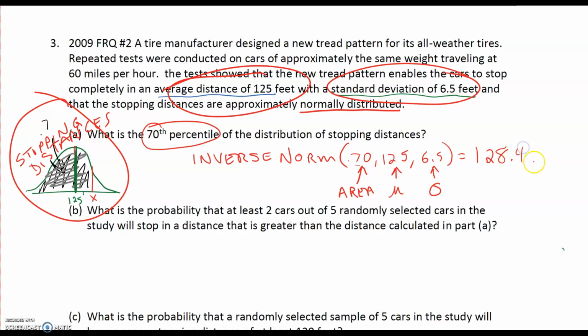128.4 feet. Make sure you label feet. Okay, that was one of the things in the rubric. The rubric, check this out. You're told that it's on that. You can actually Google that. You can find the rubric of this. And so you can see exactly what they're looking for.